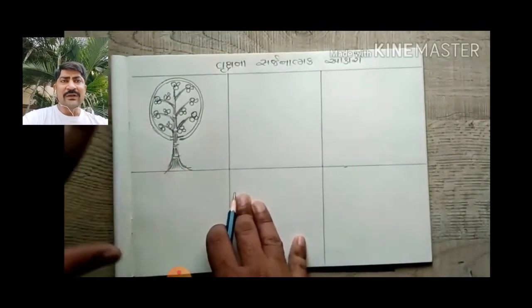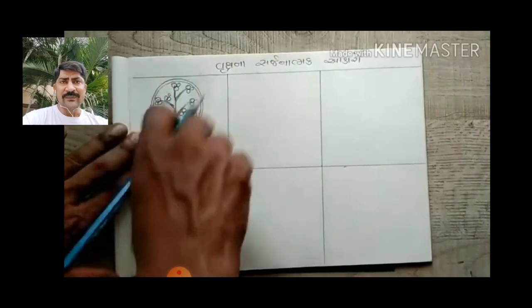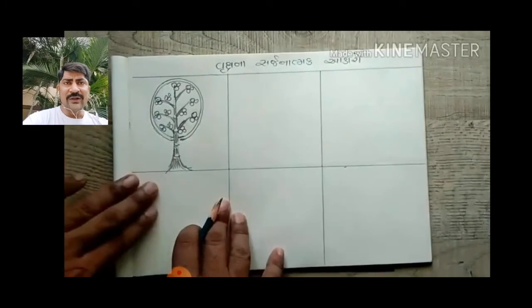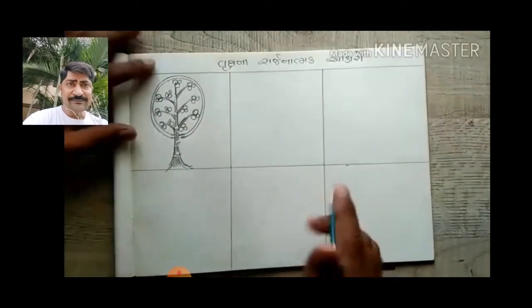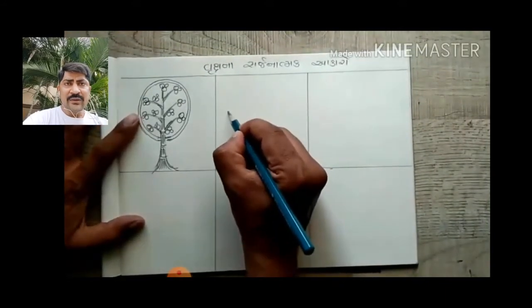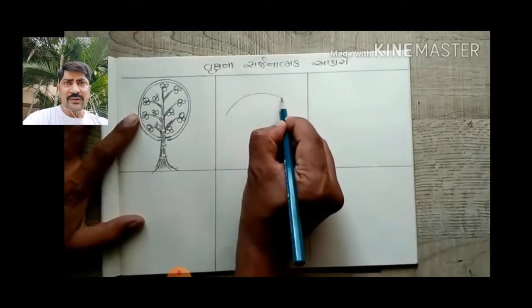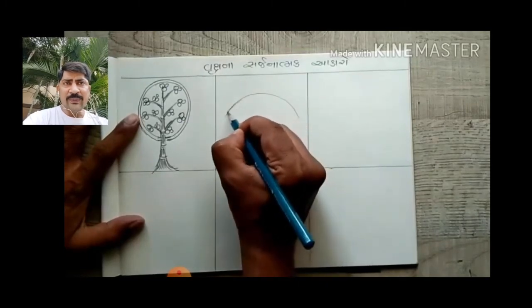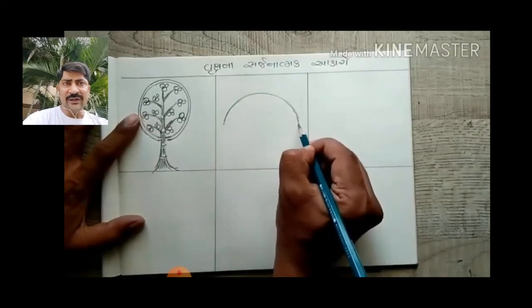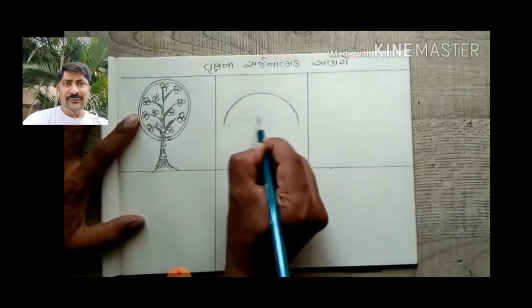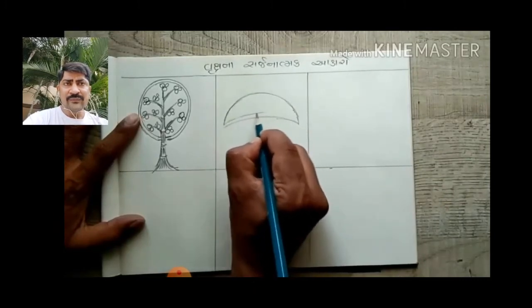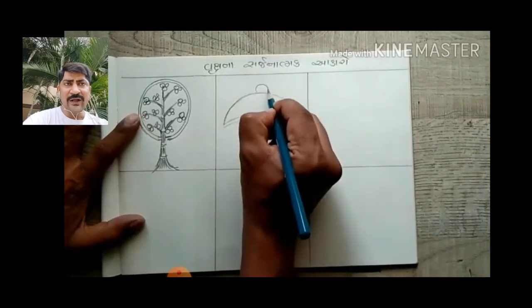Now second one we create using semicircular shape. This is circular shape. Next one we create using semicircular shape, like the shape of an umbrella. So we begin. Like the shape of a mushroom, we will create the tree in the shape of a mushroom. So semicircle. Exactly like a mushroom or umbrella.